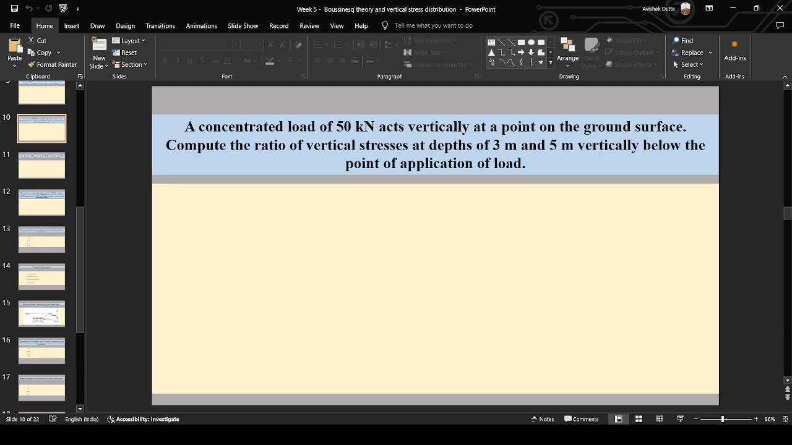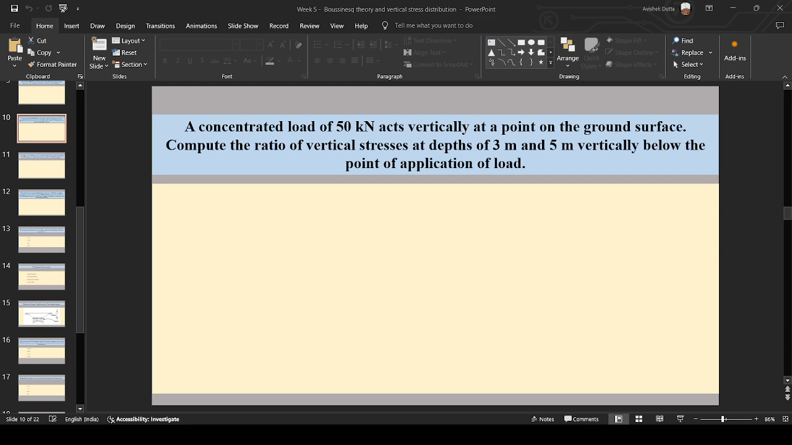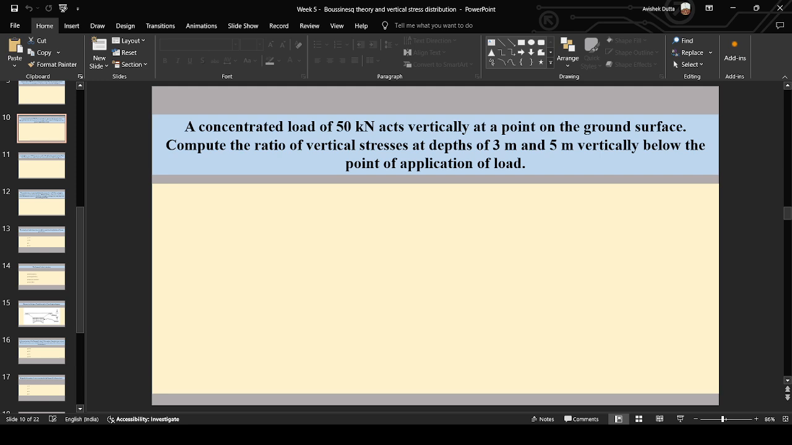I'll repeat the question. A concentrated load of 50 kilonewton acts vertically at a point on the ground surface. Compute the ratio of vertical stresses at depths of 3 meter and 5 meter vertically below the point of application of load. In case you haven't noticed, this question has not asked to find out the stresses, but you have been asked to find out the ratio of the vertical stresses at two different depths vertically below the point of application of load. I hope the question was clear. I'll go to the next question.